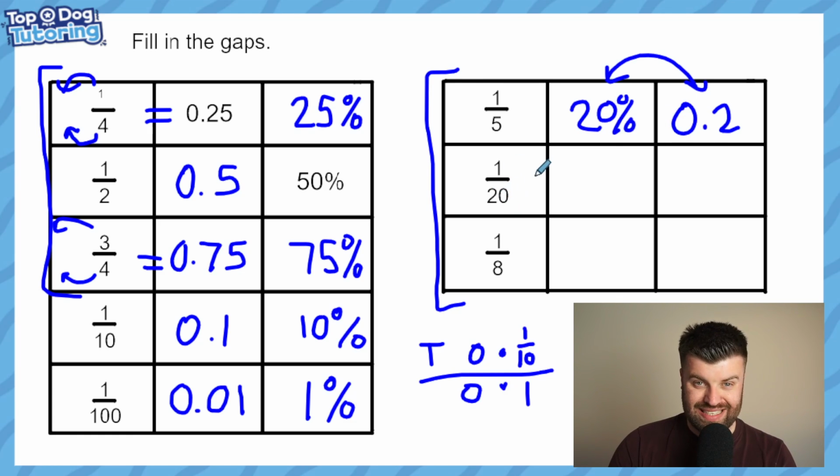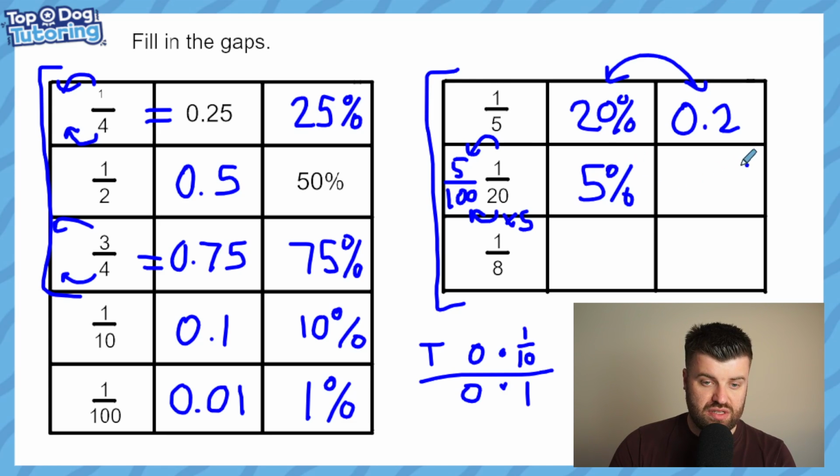Down here, 1/20th. If we're thinking to write it as a percentage or as a decimal, we should be aiming to get that denominator to 100. How many 20s in 100? Well, that's 5. So if I multiply the denominator by 5, do the same to the top, I get 5 out of 100, which is 5%, or 5 hundredths: 5 in the hundredths column, 0 in the tenths as a placeholder, so 0.05.